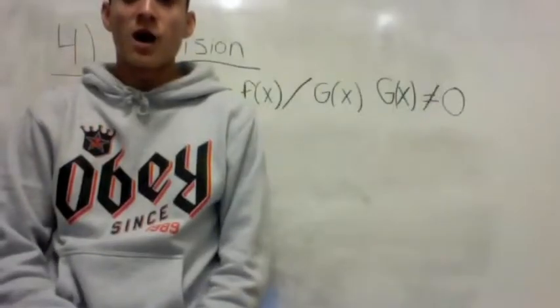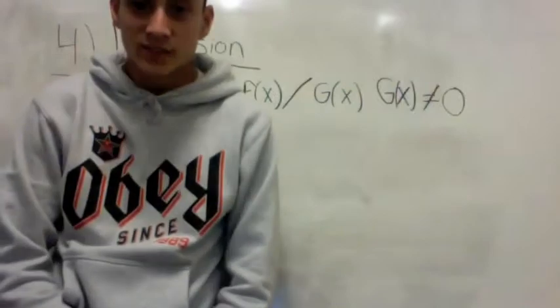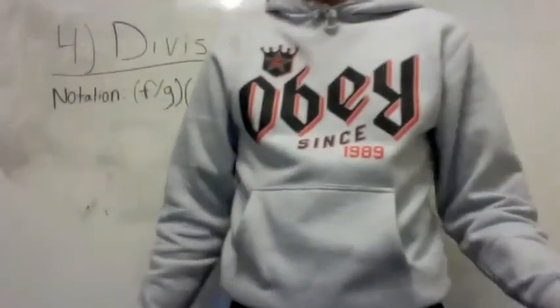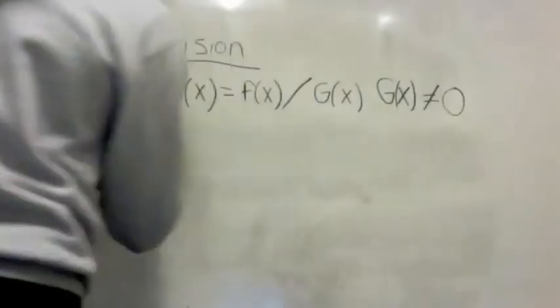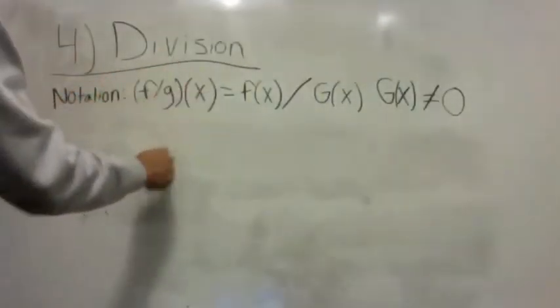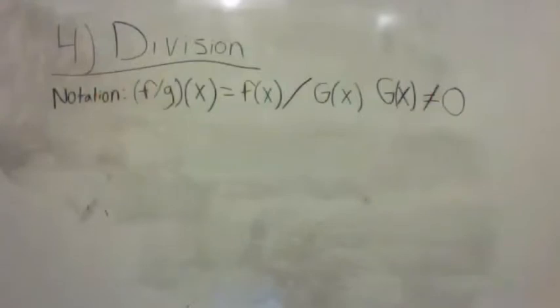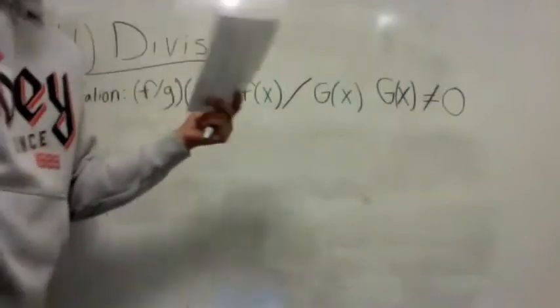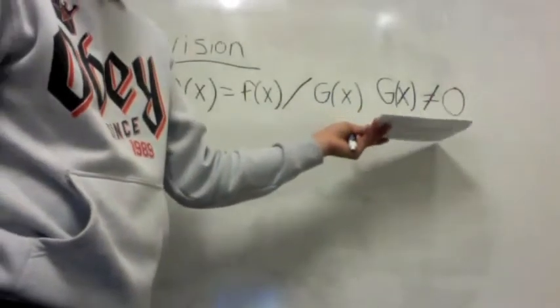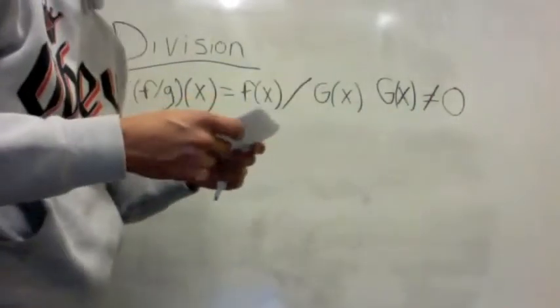The fourth way of operations on functions is division. As you can see right here, the notation is as follows. f divided by g times the quantity of x equals f of x divided by g of x. And note that g of x cannot equal 0.